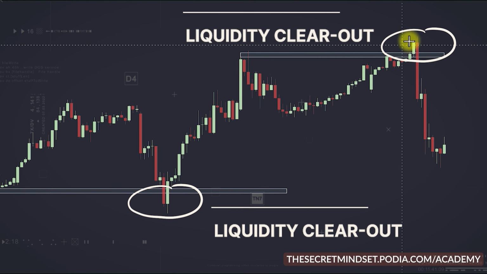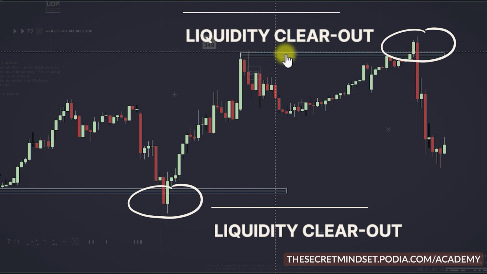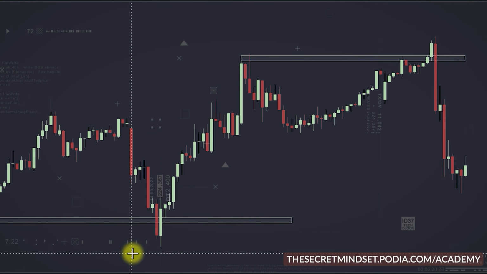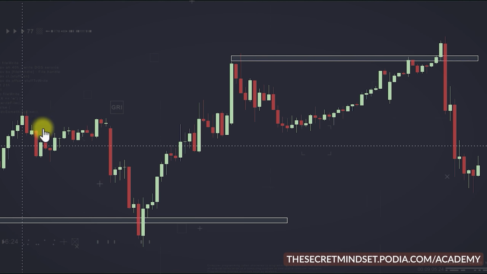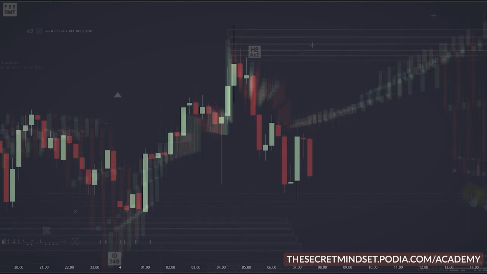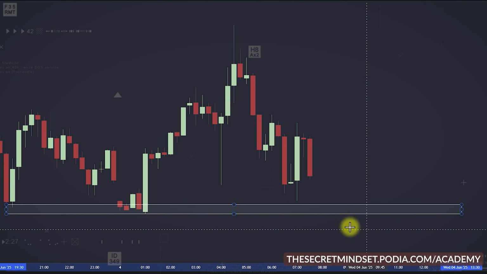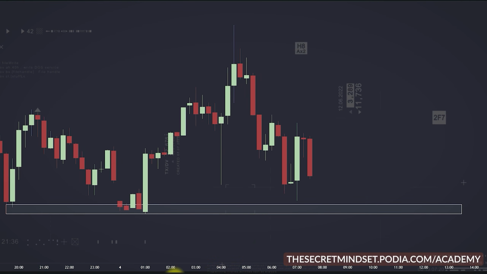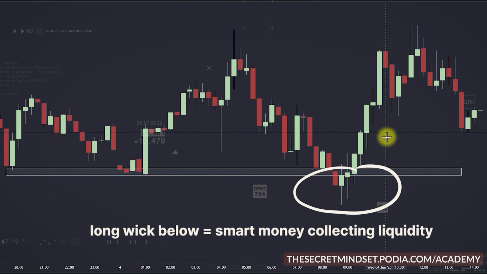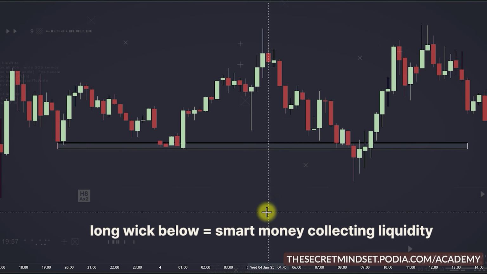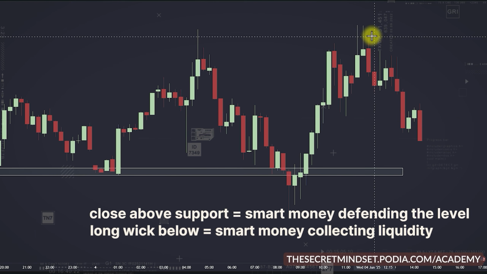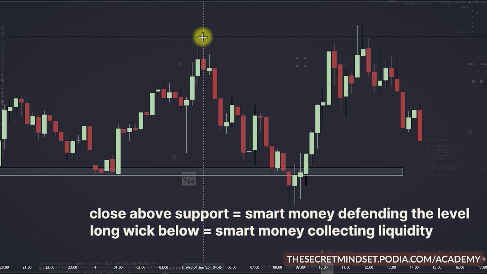I call these liquidity clearouts. They happen every single day. Just watch any major pair at the London Open. Price breaks below Asian session support, sweeps the stops, then reverses immediately. The candle pattern tells the whole story. You see price pierce support with the candle body, but it closes back above. That long wick below, that's smart money collecting liquidity. The close above support, that's them defending the level after filling their positions.